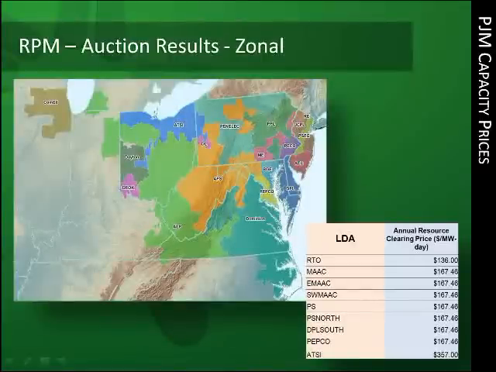Okay, all of the eastern zones came in at $167 dollars per megawatt day, and most of the western zones were at $136. And that's pretty standard for what is going on in the market. Infrastructure is a big part of where these prices shake out.